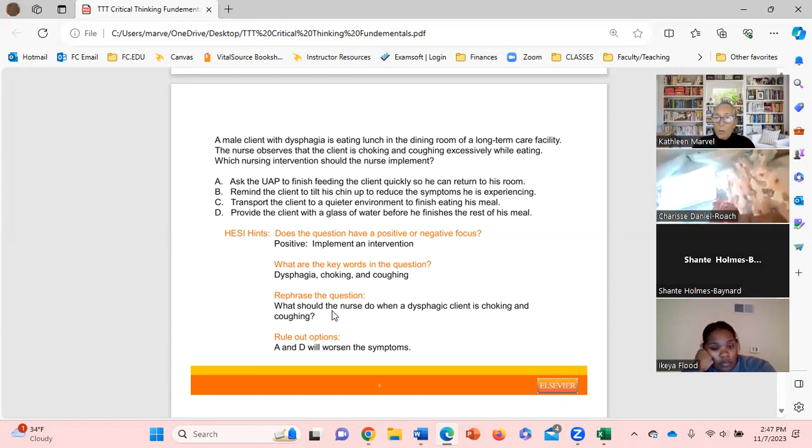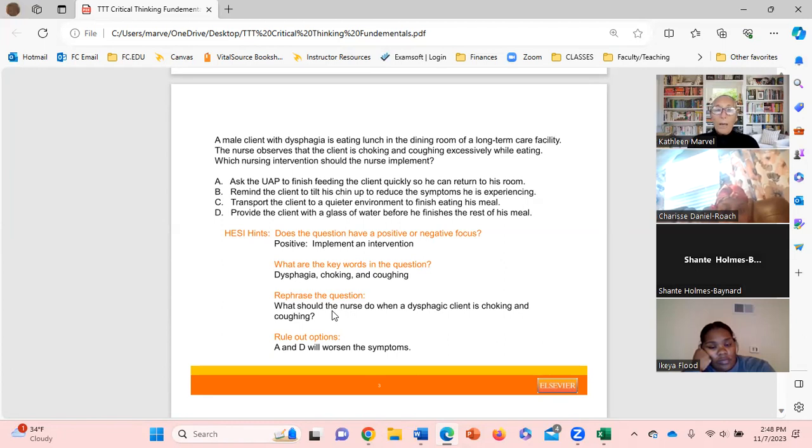All right. Next question about this question. What are the key words? We were doing that with the quiz today. What are some key words in this question that you would highlight? Because I'm going to suggest that everybody use their highlighter in ExamSoft. All right. So what are the key words? The dysphagia, the excessively coughing, and choking.